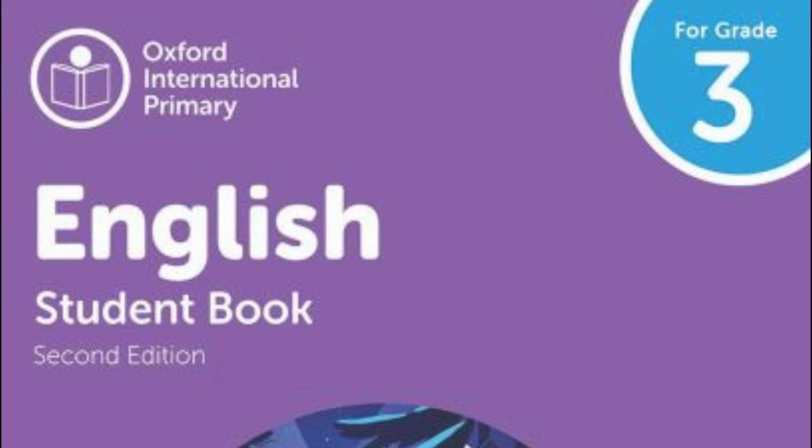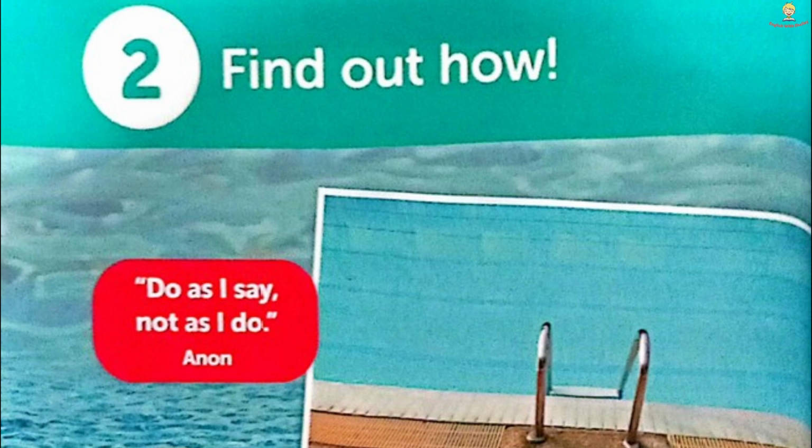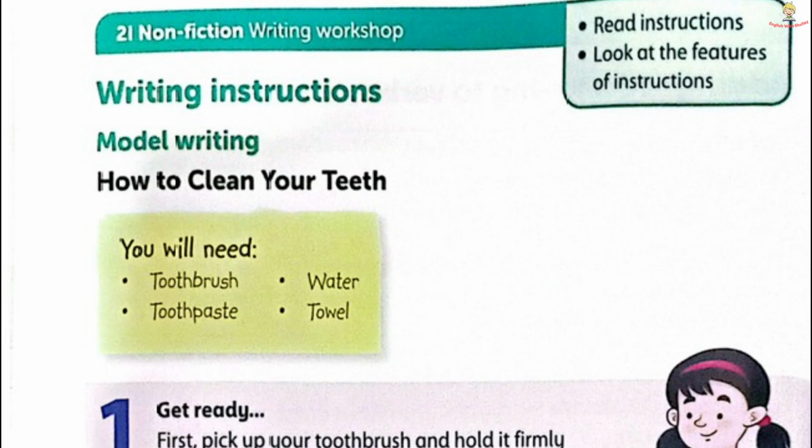In this video, we are going to cover the writing workshop of chapter number 2. Find out how, page number 38. Writing instruction. So here we learn how to write instruction for anything. Model writing: how to clean your teeth. Here we learn how to clean your teeth. You will need: so these are the things that you need to clean your teeth. Toothpaste, toothbrush, water, towel. So these are the things. Let's read out the instruction.